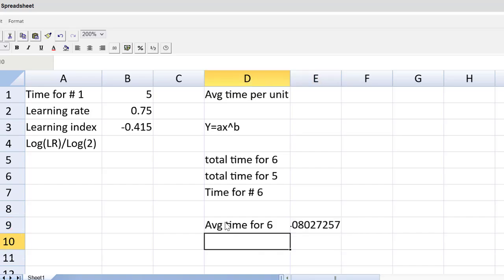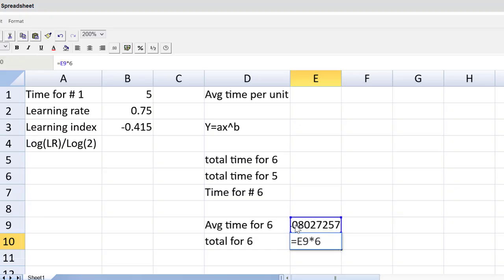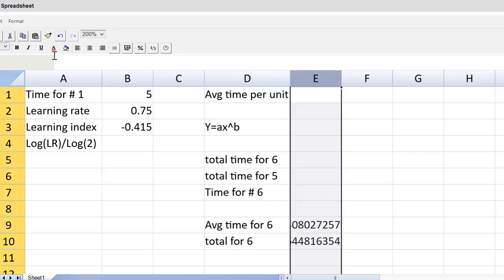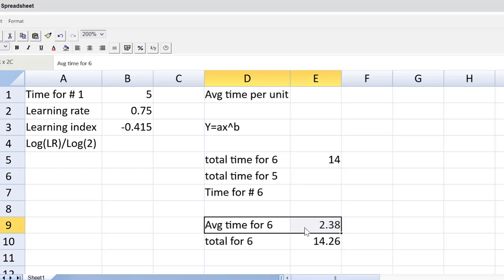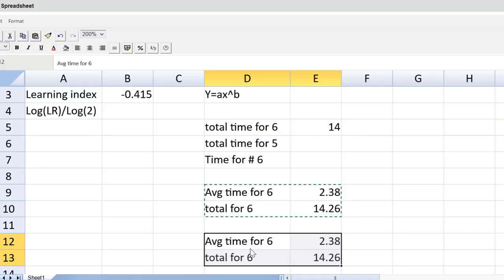Okay, then we can do total for 6 would be equal to the average time per 6 multiplied by 6. Let's clean this up. It's looking a bit messy. I'll come here, put it to 2 decimal places. All right, we've got the total time for six now, and we can set cell E5 equal to this. Okay, now I copy these figures, and I'm going to just change out the sixes to fives.